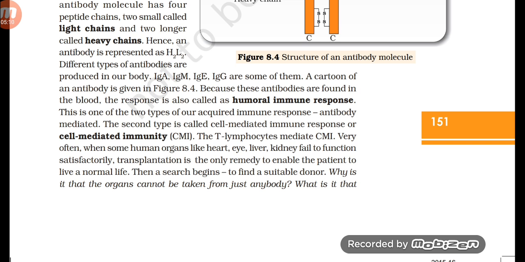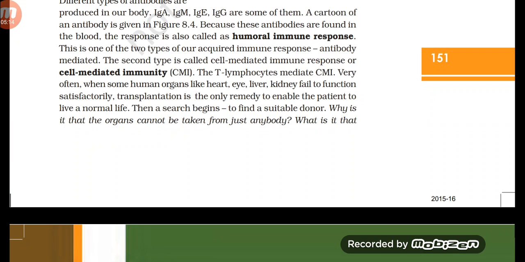Okay, so a cartoon of an antibody is given in figure 8.4. Because these antibodies are found in the blood, the response is also called the humoral immune response. So this is one of the two types of our acquired immune response, antibody mediated, and the second type is called cell mediated immune response, or cell mediated immunity, CMI. The T lymphocytes mediate the cell mediated immunity.